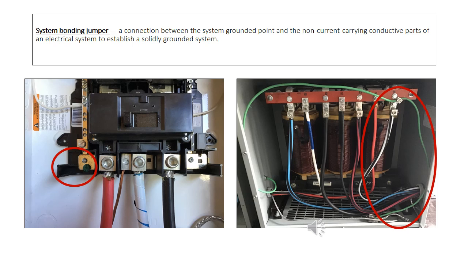System bonding jumper: a connection between the system grounded point and the non-current carrying conductive parts of an electrical system to establish a solidly grounded system. Here are two examples of a system bonding jumper. In the photo on the left, the system bonding jumper is part of a panel board and is known as the green or brass colored screw. Some panel boards will provide a copper ribbon between the grounded conductor and the enclosure frame.